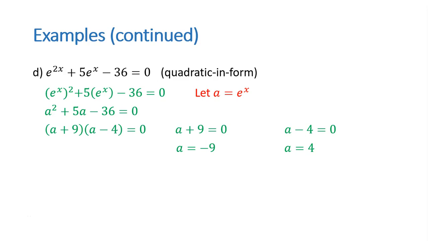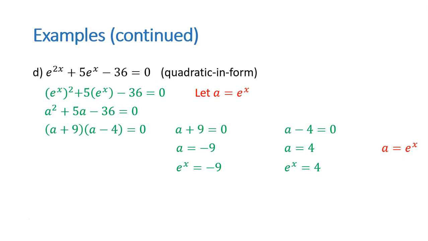A is equal to negative 9 and a is equal to 4, but our original equation doesn't have any a's in it. It has x's. So at this point, we have to resubstitute. Wherever we had an a, we have to put back in an e to the x, because that was what we originally substituted for. So I'm going to put an e to the x back in place of a, and then I'm going to continue the rest of the problem. Now, at this point, I have two separate small equations. So I'm solving these two individual equations for x. This also means that I may have more than one solution to this equation, which is completely fine.